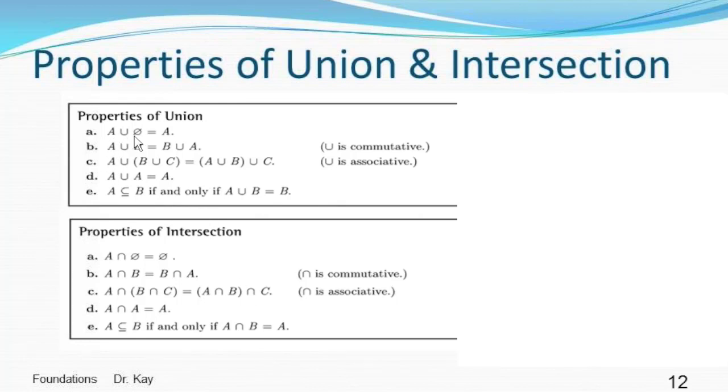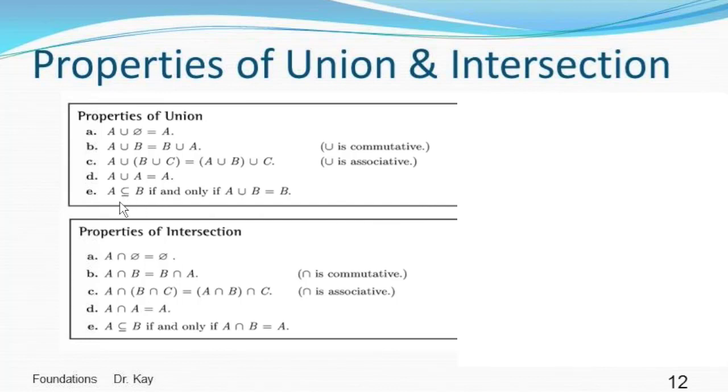If you union the empty set with anything, you get the original thing. So A union the empty set is A. If you intersect the empty set with anything, you end up with the empty set. Union is commutative and associative, and so is intersection. If you take the union of something with itself, you get that thing again. Similarly, if you take the intersection of something with itself, you get that thing again.